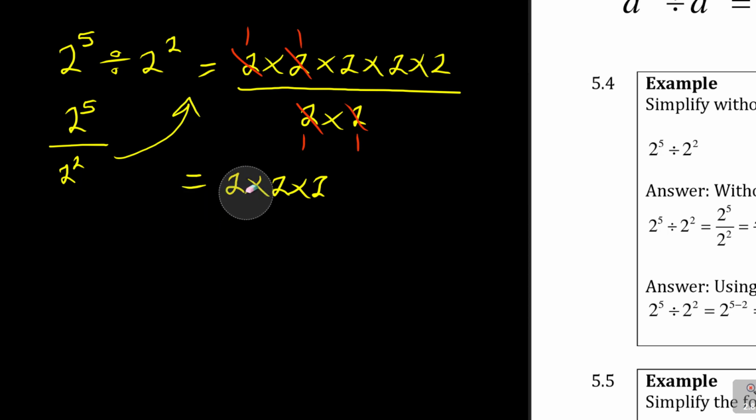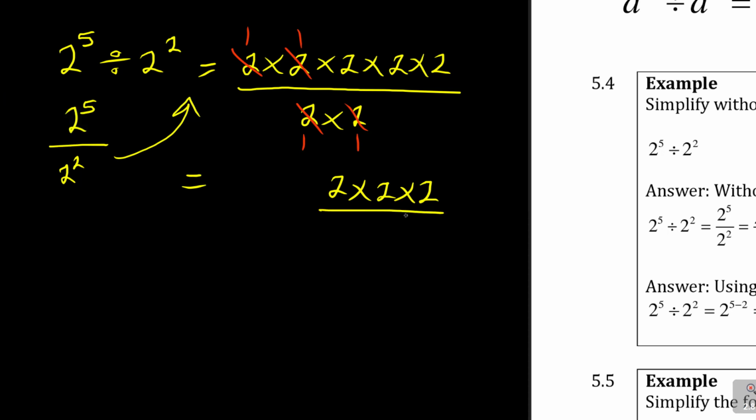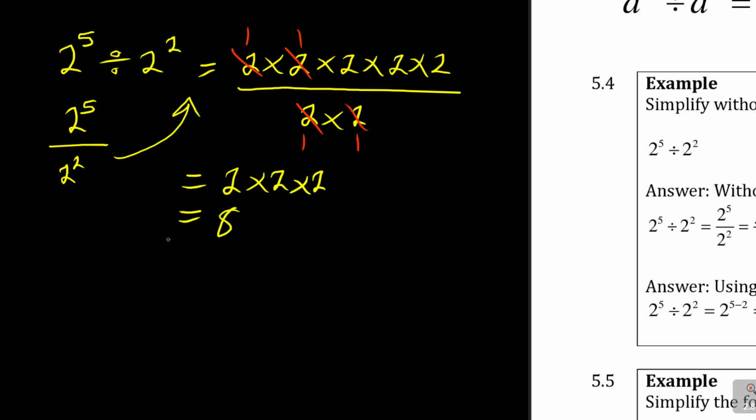So in a way, I'm having something like this at the top: 1 times 1 times 2 times 2 times 2. Usually we leave out this 1 because it changes nothing. And then divided by 1 times 1. Again, dividing by 1 changes nothing. Hence the answer simply becomes 2 times 2 times 2. 2 times 2 is 4, 4 times 2 is 8. We can say actually this is 2 to the power of 3, and 2 to the power of 3 is 8.